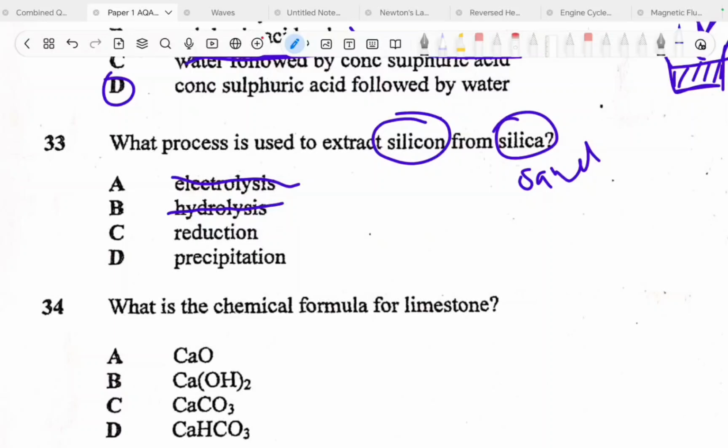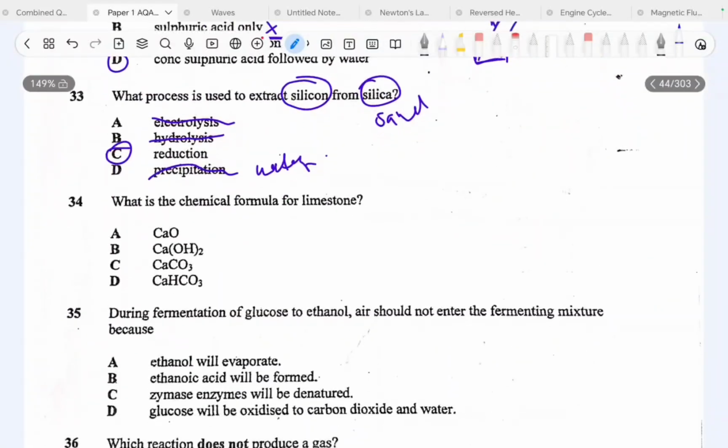So we're left with two answers. It can't be precipitation. Precipitation is water, like rain and stuff like that. So the only valid answer is reduction. Reduction is basically looking for something that's more reactive than silicon, putting it in there and letting it react. Silicon will come out, and that's basically what's going to happen. So the answer has to be C.